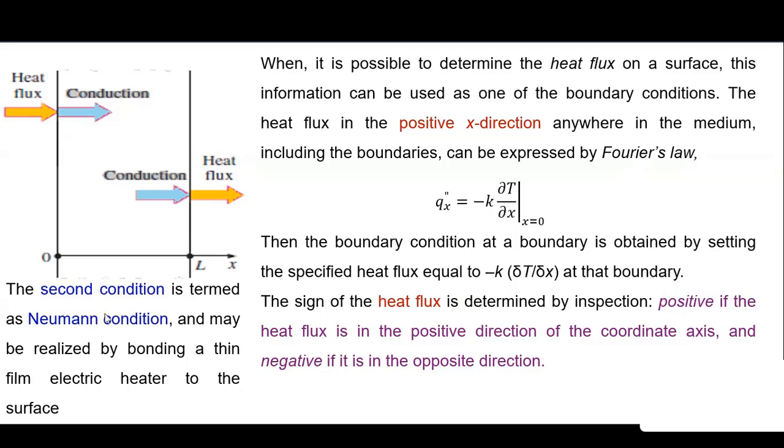Now, this second condition is called the Neumann condition and may be realized by boiling or by bonding a thin film electric heater to the surface. So, if you have an electrical supply and through that electrical supply some heat is supplied to the medium, then in that case, this type of boundary condition may be useful.